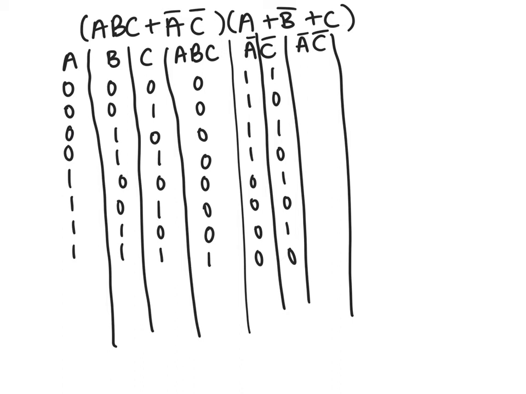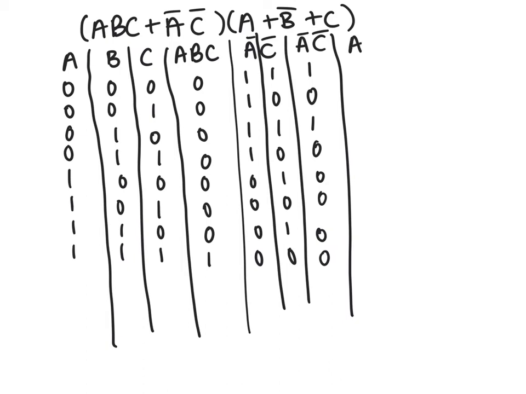So I see here that I have a not A and a not C, and both are 1, so that's 1, 0, 1, 0, 0, 0, 0, 0. So there are 2 times when not A and not C are both true. All right, now we do the full expression.